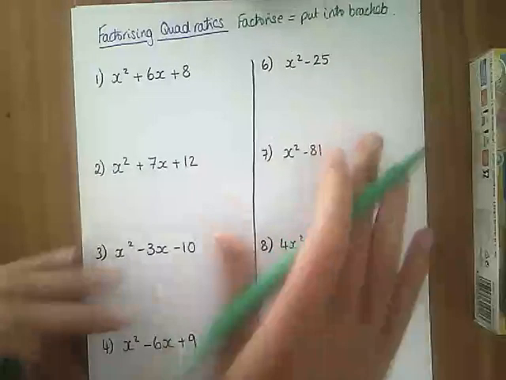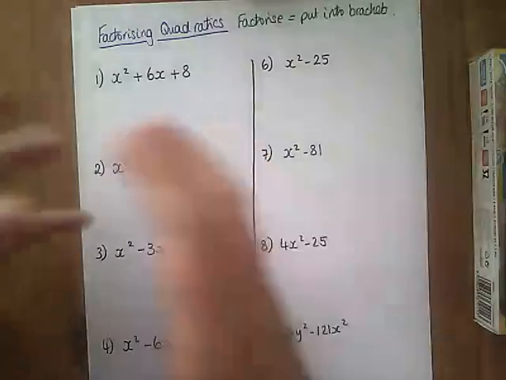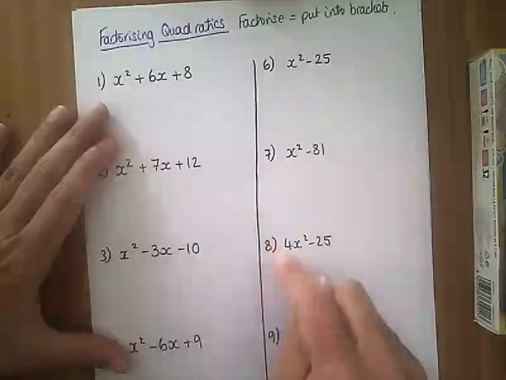So whether you use FOIL or a grid or a banana, or whatever method you use to expand two brackets, when you expand them, you'll get something that looks like any of these, okay? And those are quadratics, all right?